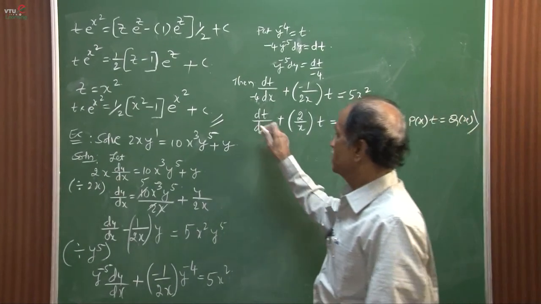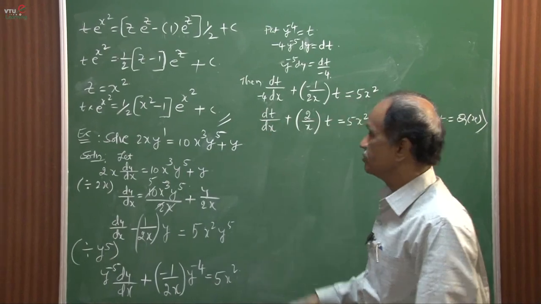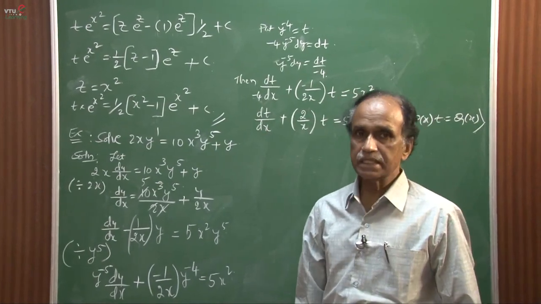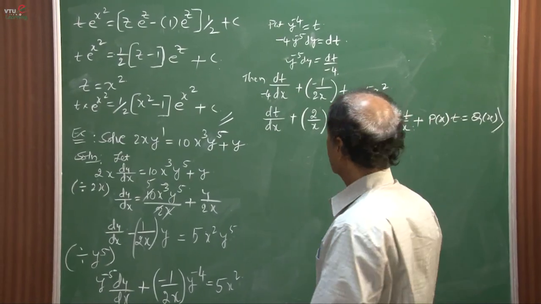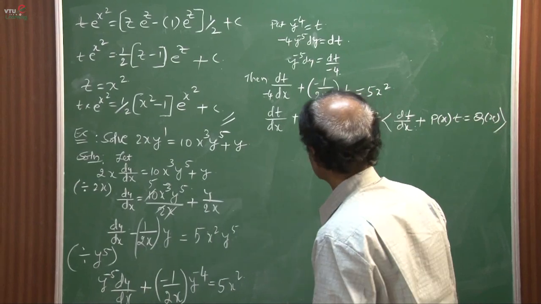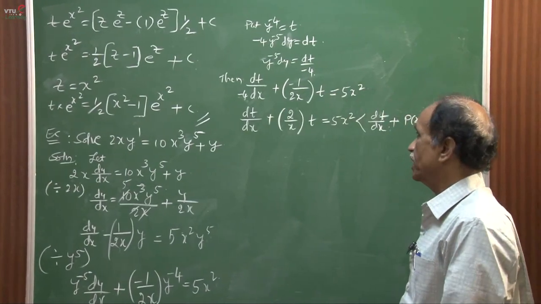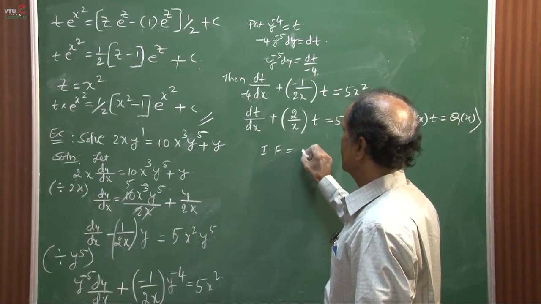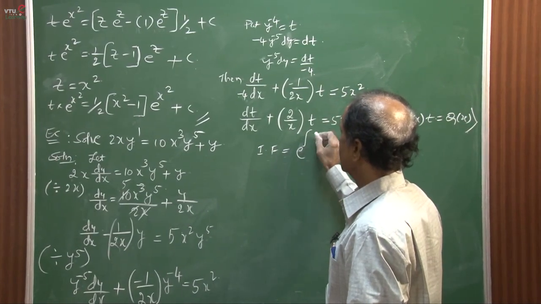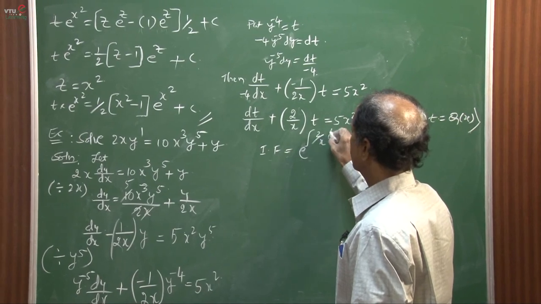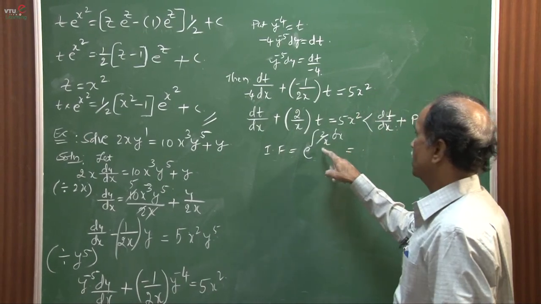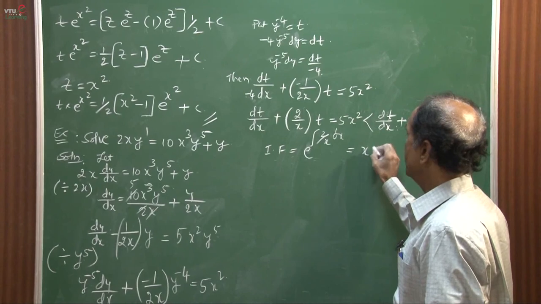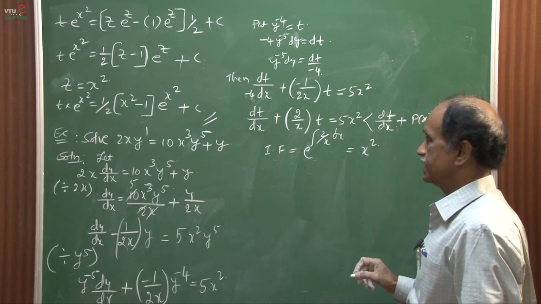So, I would like to stop up to here. I shall discuss the continuation of this particular step in the next lecture. That is dt by dx plus 2 by x. Anyway, you can take the integrating factor here as e to the power integral of 2 by x dx, that is equal to e to the power 2 log x, that should be x square.